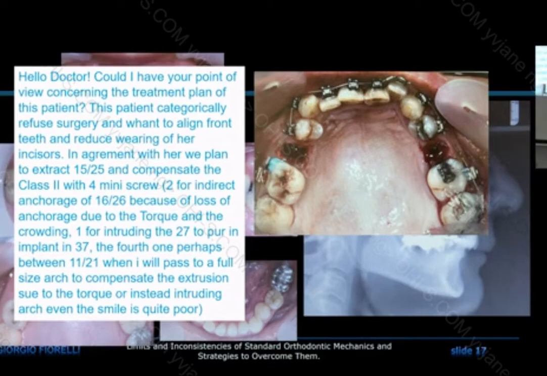So the patient doesn't want surgery and wants to align the front teeth. We plan to extract 15 and 25 and compensate the class 2. So the problem is that we start in the treatment plan by extraction. Not by saying, okay, that's the movement I need to do for the front teeth, and this is the space I have available. We start from extraction. So that's very typical.